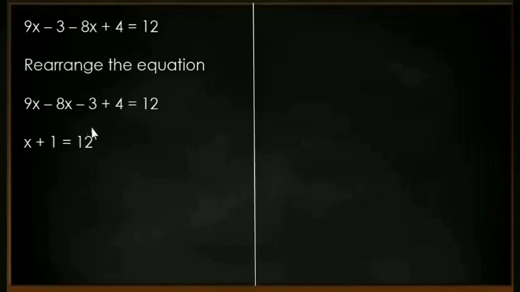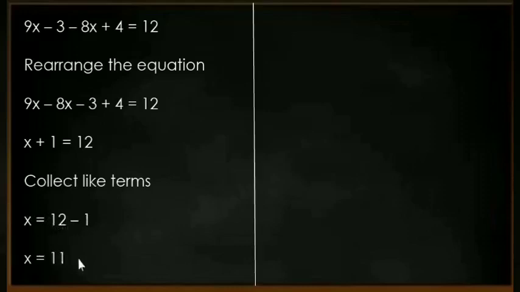Okay, now we can do what? Collect like terms, because we have a constant here, so this plus 1 will have to move over to the other side to become what? Minus 1. So collect like terms, right? Okay, so when we collect like terms, our x now will be what? 12 minus 1. Our x will be equals to what? 11. Very good. All right.